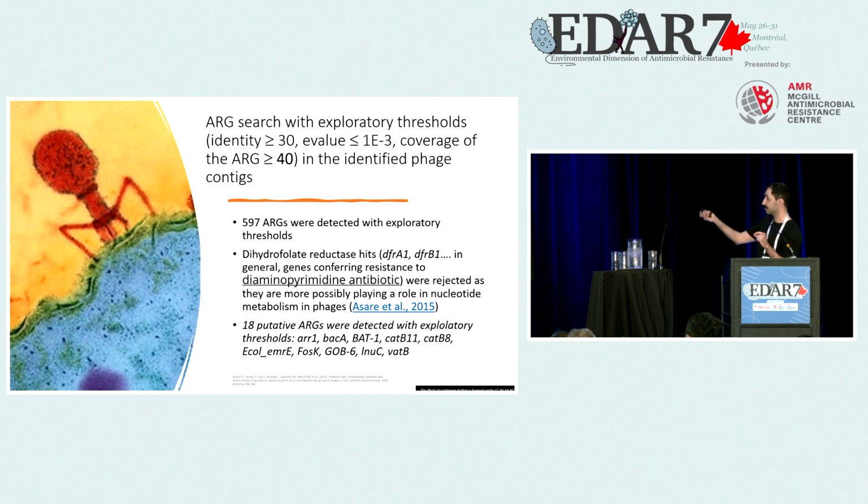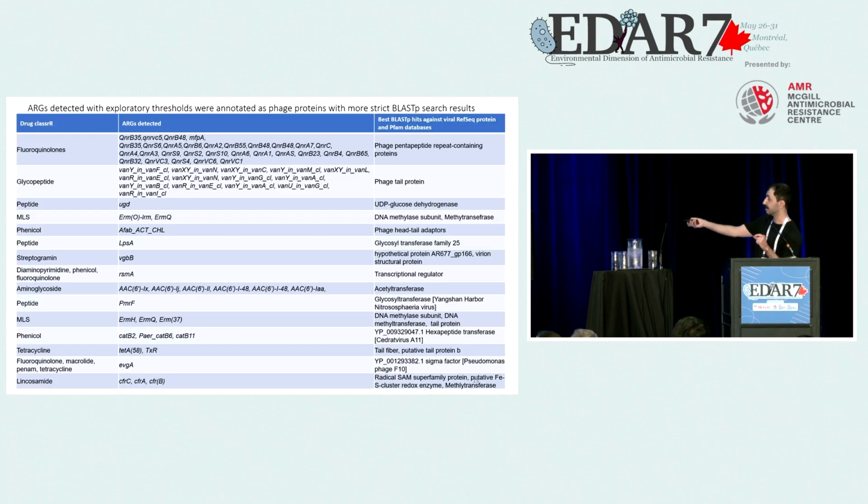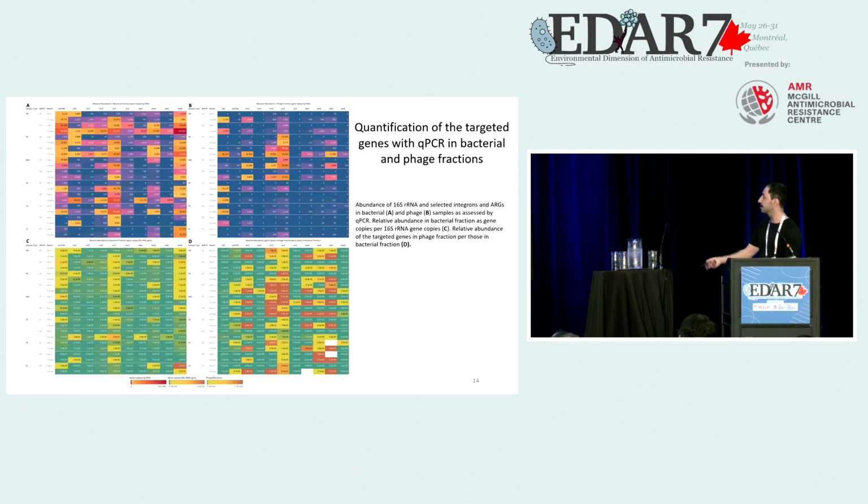But what happened with the rest? When we look at the rest, they are actually more similar to phage proteins. For example, the fluoroquinolone resistance genes are very similar to phage pentapeptide proteins, and the vancomycin resistance genes are much more similar to phage tail proteins.